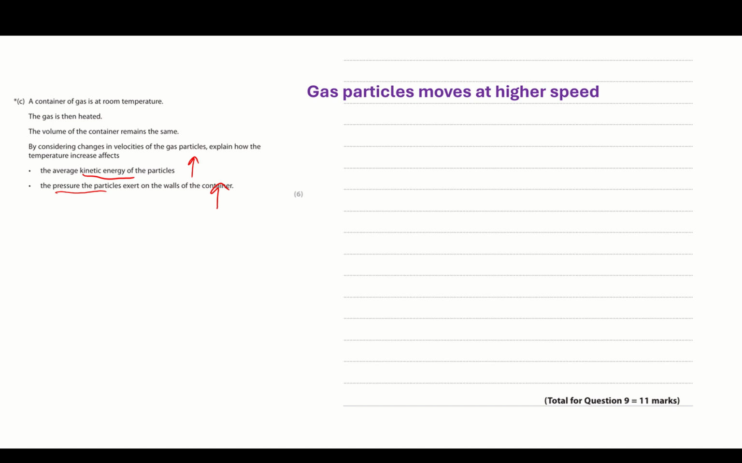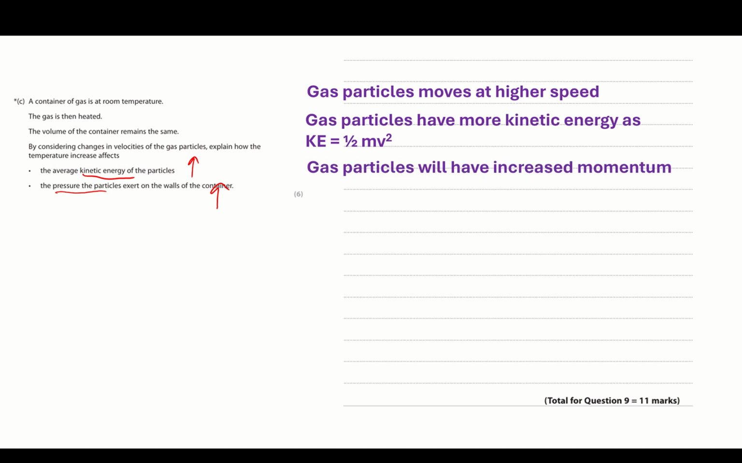So the gas particles will move at higher speed. When you get things like this, use your equation booklet at the back to help you put as many equations in as you can. So the gas particles have more kinetic energy because K equals half mv squared, and we've increased v. The gas particles will now have increased momentum. And again, I'll show off, delta p equals mv. So the pressure increases at higher temperature.